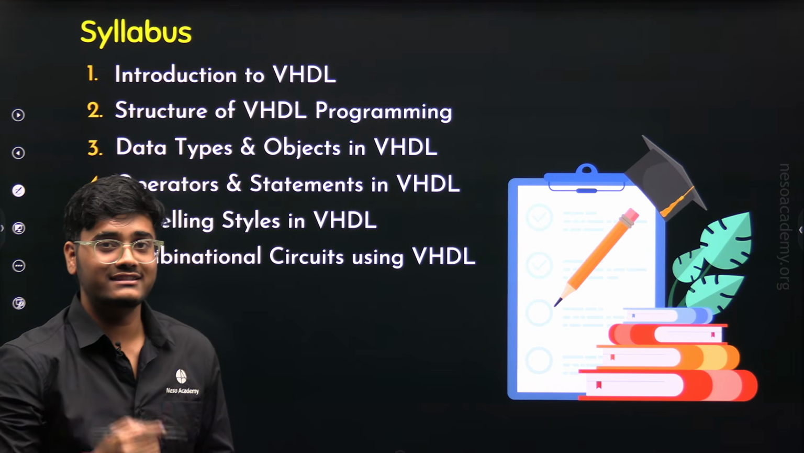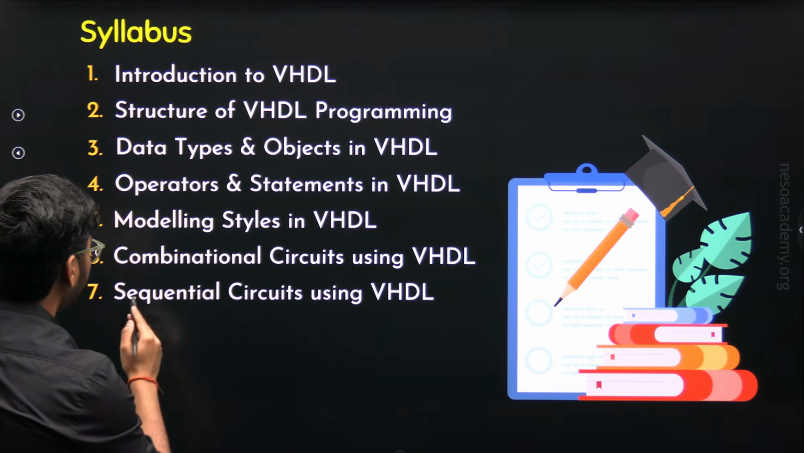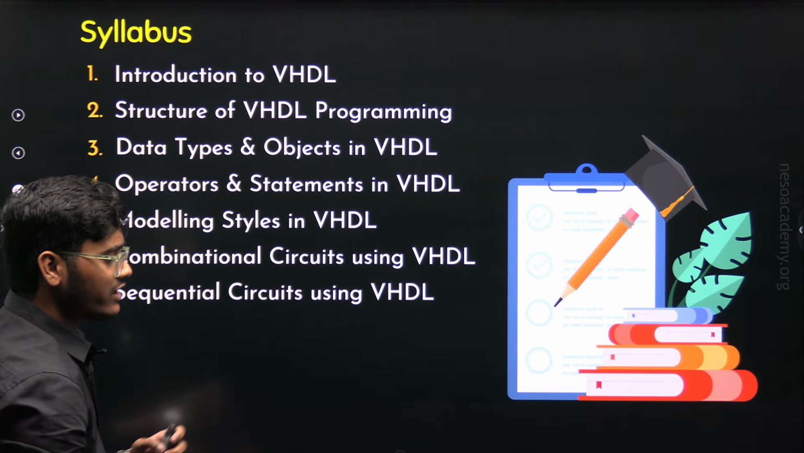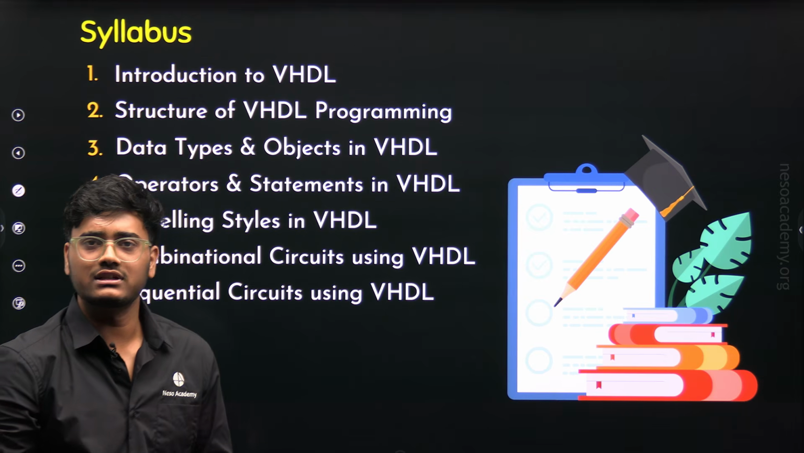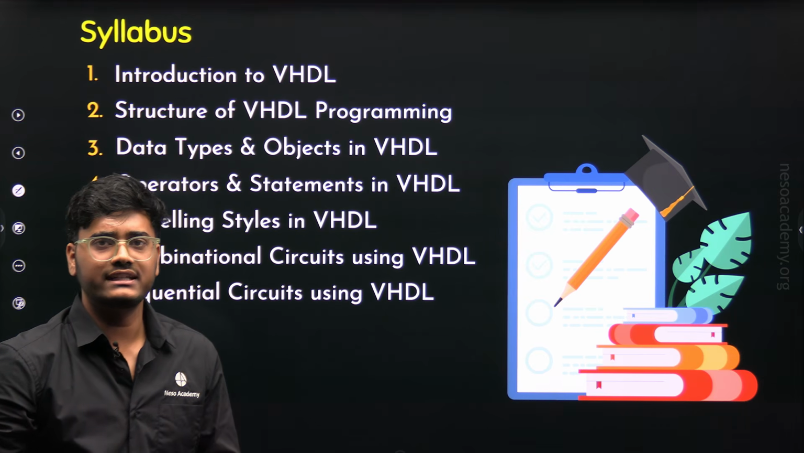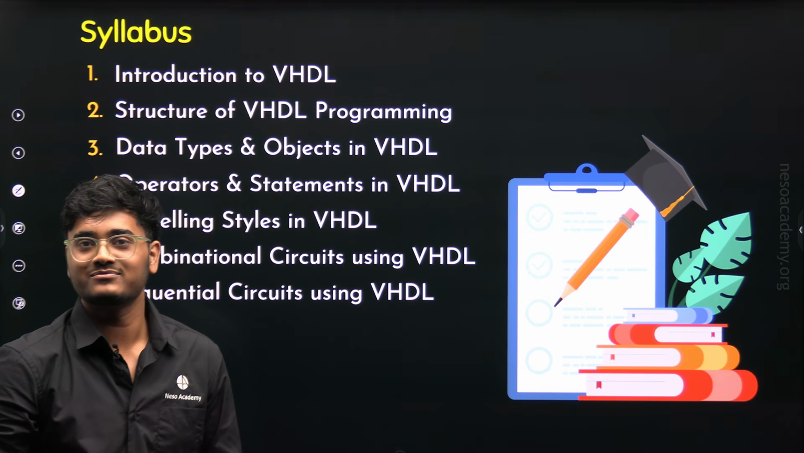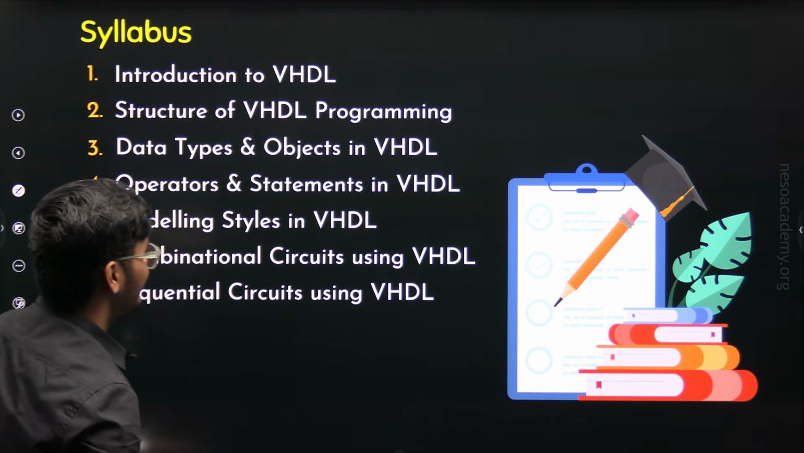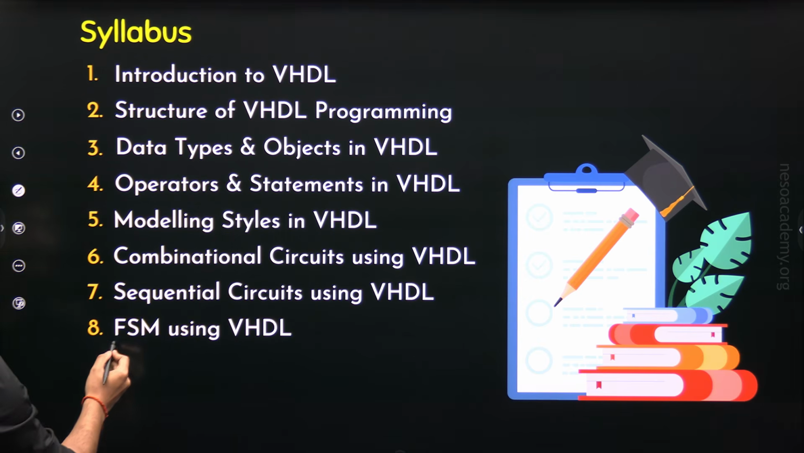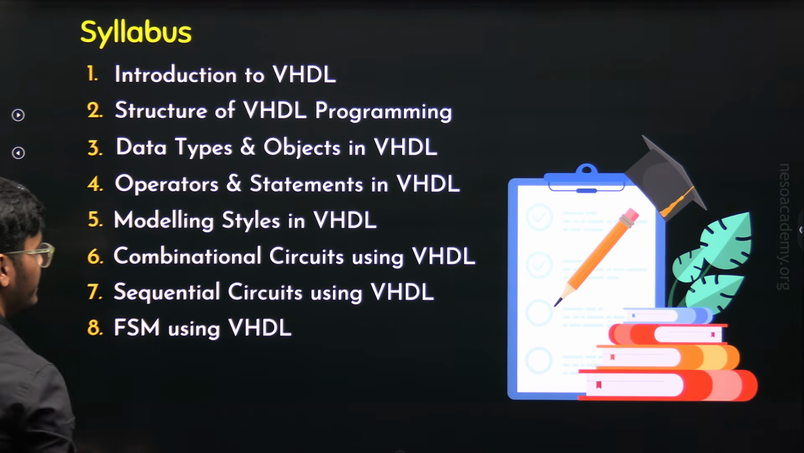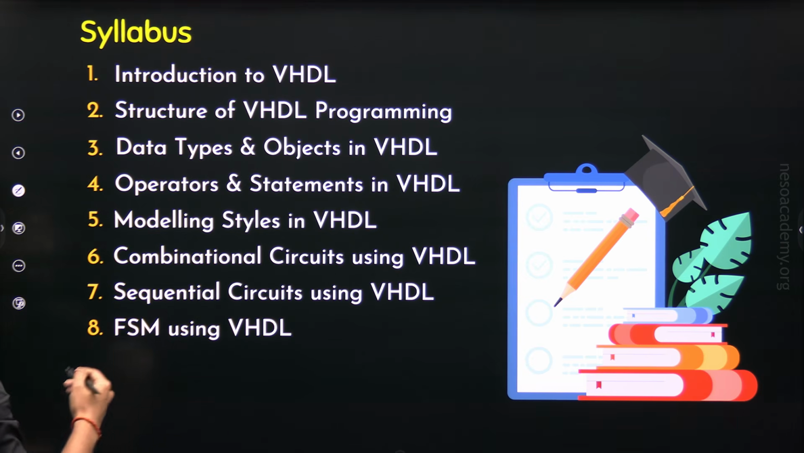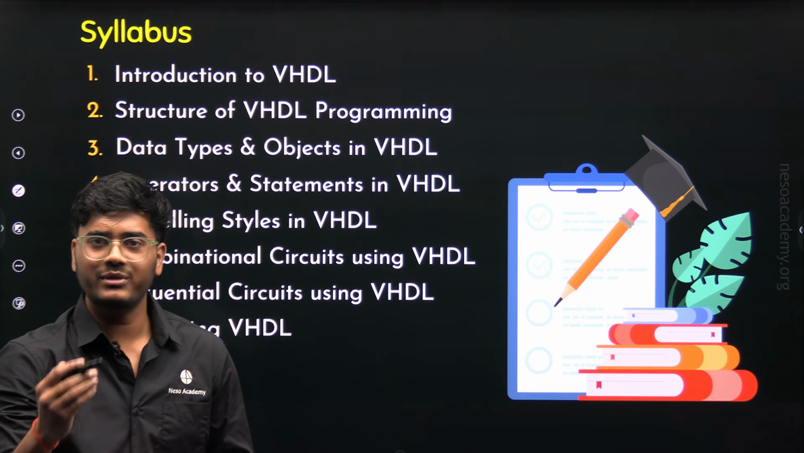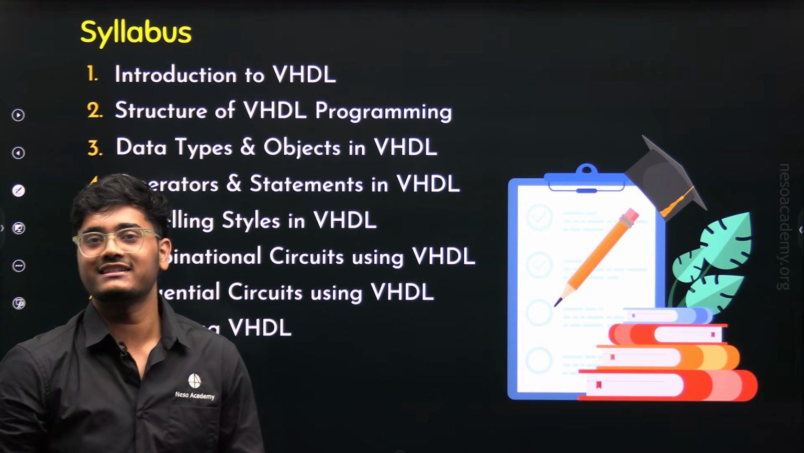Now, you must have guessed the next chapter, which is sequential circuits using VHDL. Sequential circuits like flip-flops, latches, counters, which depend not only on current input but also on the previous states. We will design those circuits using VHDL programming. Then our next chapter is finite state machines using VHDL. Now FSM is widely used in digital systems like in control units, in communication protocols, and in embedded systems.